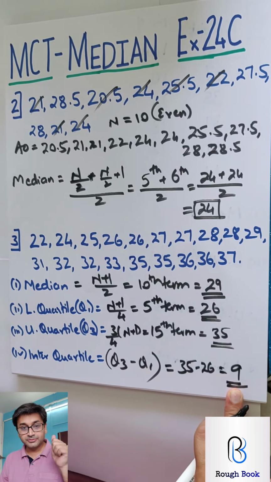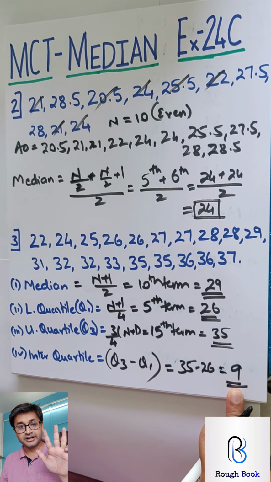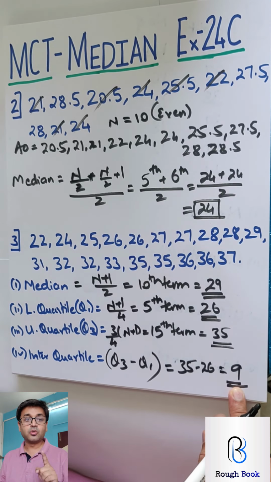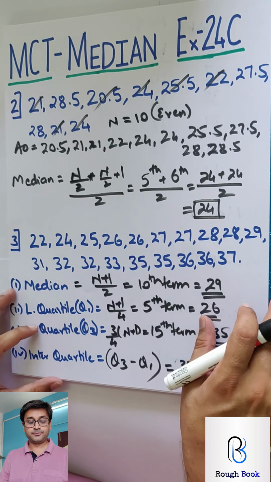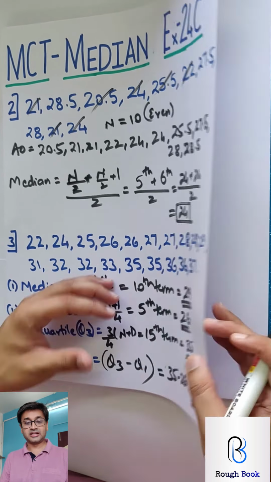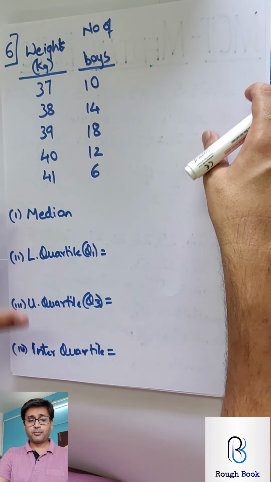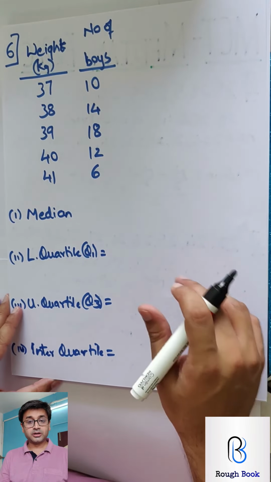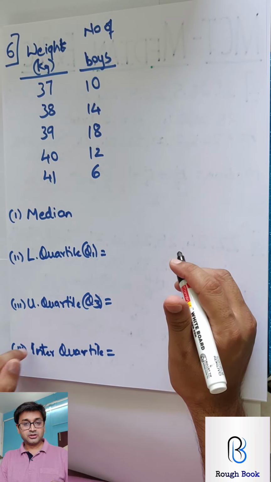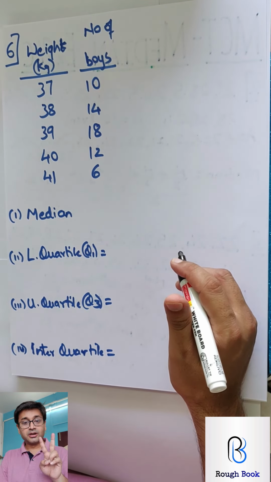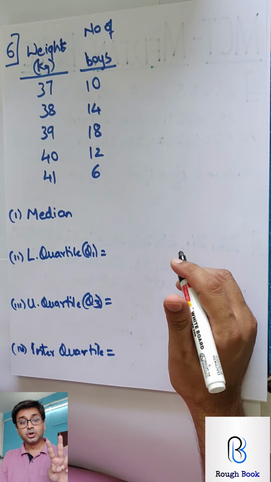Are we clear now what is median, quartile, upper, lower and inter? Very important, all 4 things can be asked in the exam for 6 marks. So you should know what is quartile, lower and upper quartile and interquartile. Let's go with one more sum to understand this concept from the point of view of ungrouped frequency table. So right now what we did was raw data. Now we are doing the second one, which is ungrouped table.